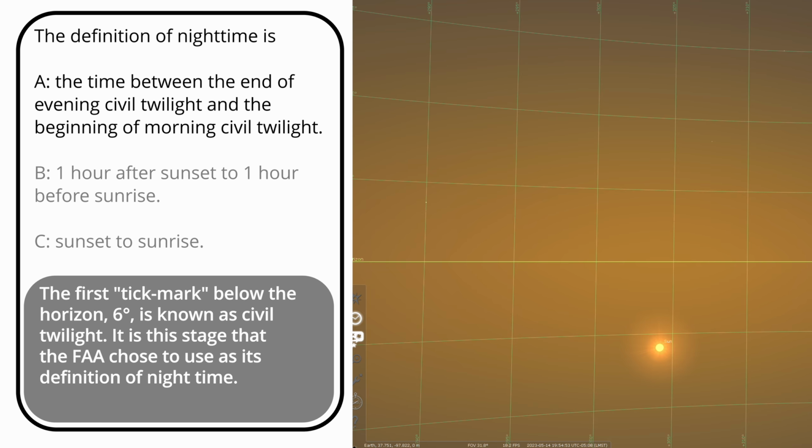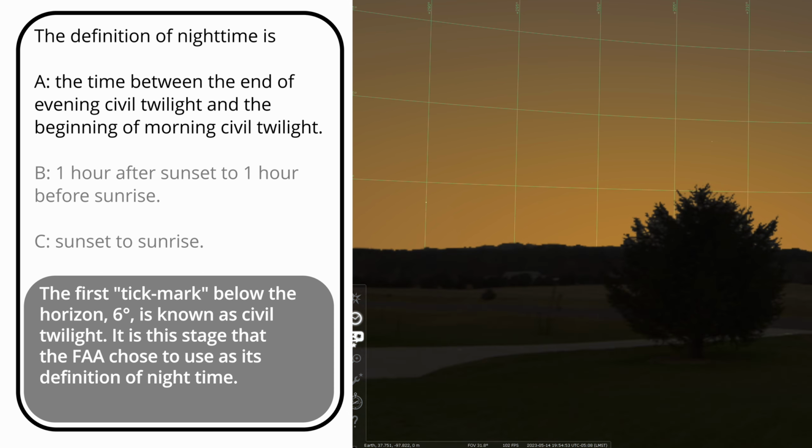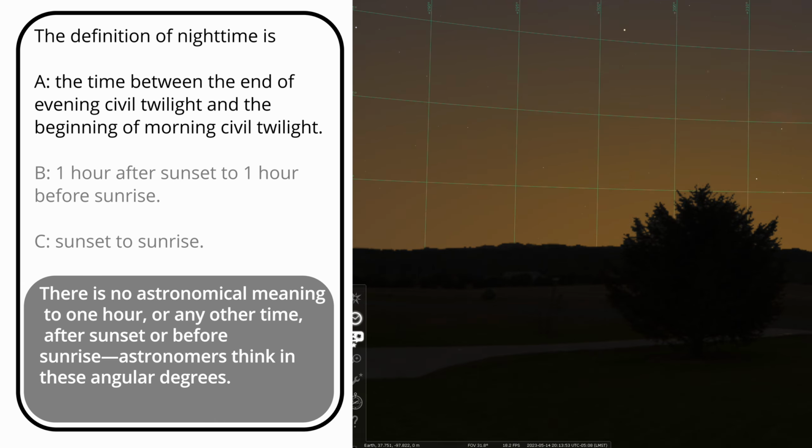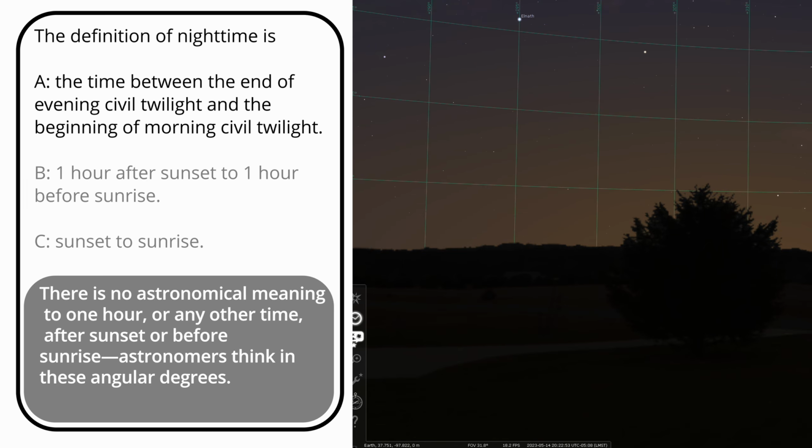The first tick mark below the horizon, 6 degrees, is known as civil twilight. It is this stage that the FAA chose to use as its definition of nighttime. There is no astronomical meaning to 1 hour or any other time after sunset or before sunrise. Astronomers think in these angular degrees.